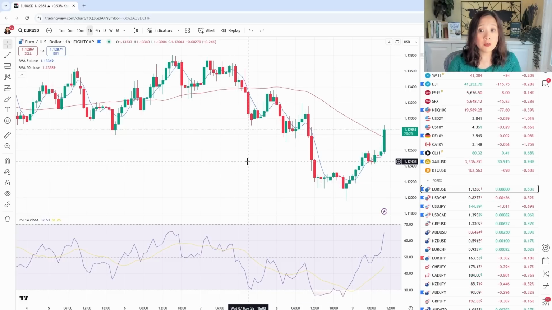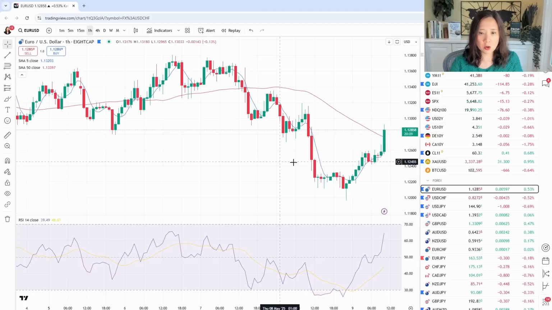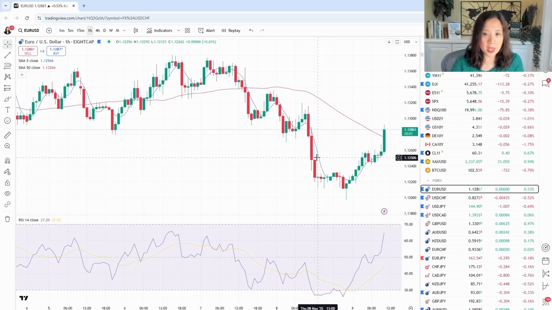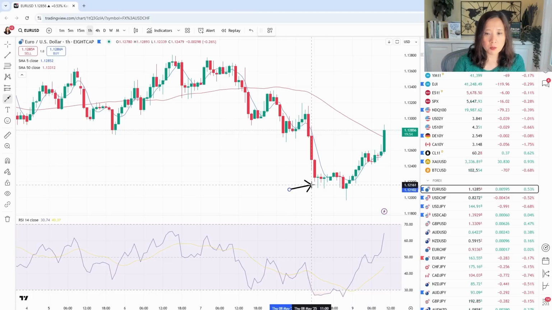So we want to look for divergence, but what we also want to do is make sure that we have confirmation in our moving averages and only take the trades with the moving averages as the guide. So let's see if we can find a divergence here. All right. So here's a good example. Here we see price make a new low. Let me point to this arrow over here.